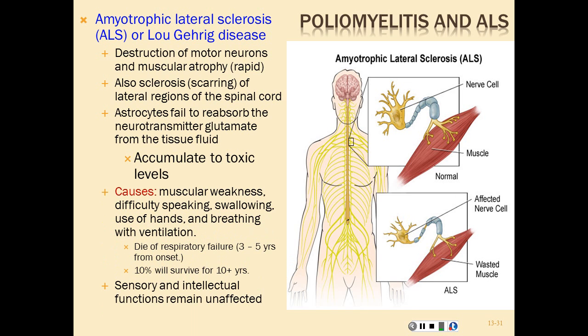high levels of toxicity. Now that is going to cause muscular weakness, difficulty speaking, swallowing, difficulty using their hands, and breathing, and they'll have to start breathing with a ventilator. Now, within 3 to 5 years of onset of the disease, some people die of respiratory failure. Now, there's only a small percentage that will survive after 10 years of being diagnosed. Now, of course, the sensory and the intellectual functions remain unaffected. So you see the wasted or atrophic muscle, and here we have the nerve fiber, the neuron that is affected by the disease.